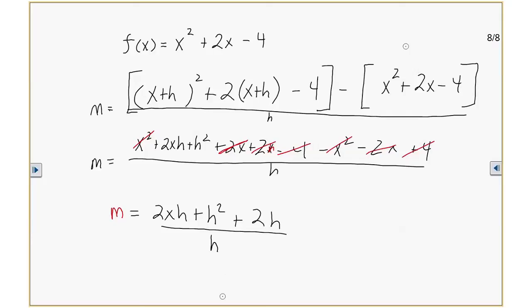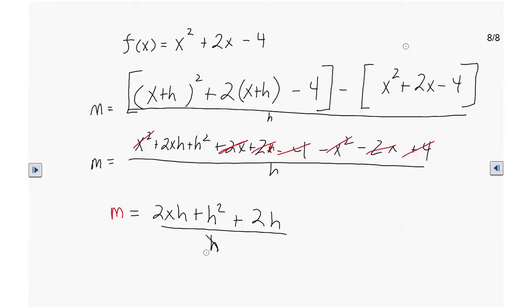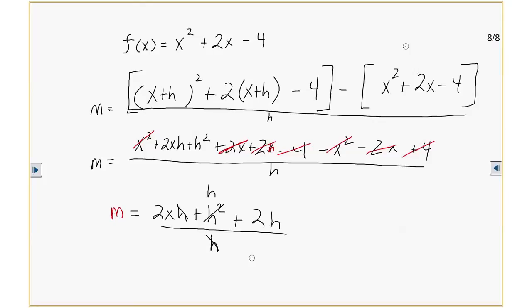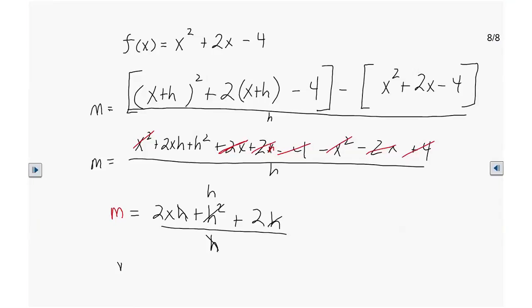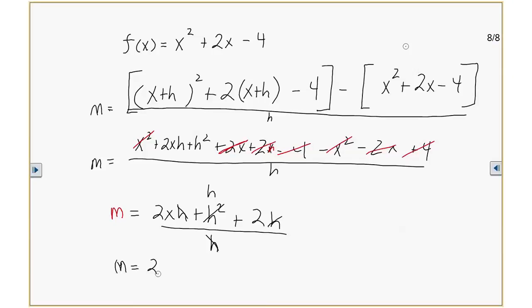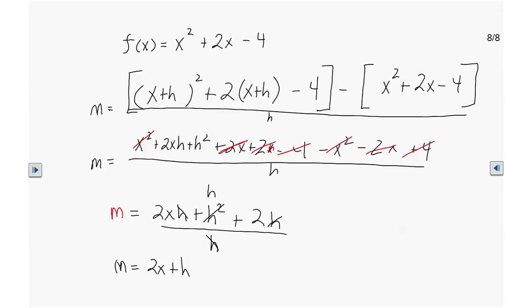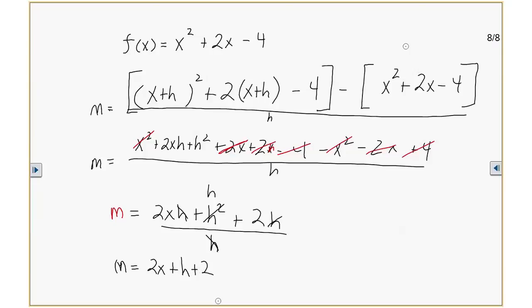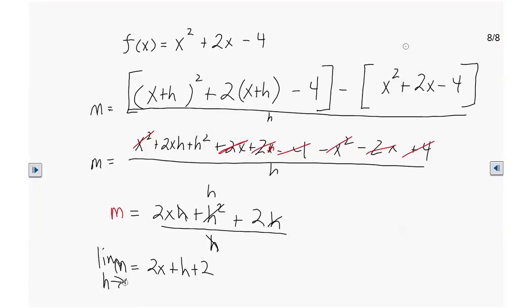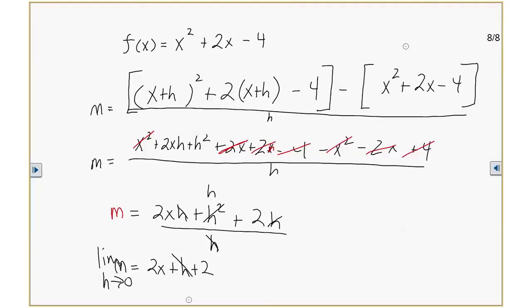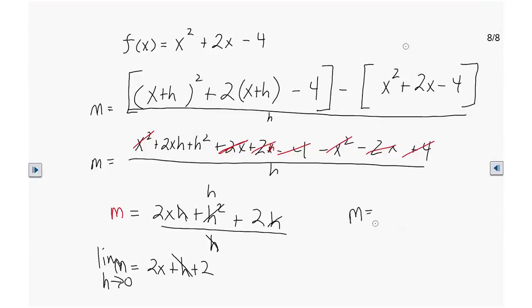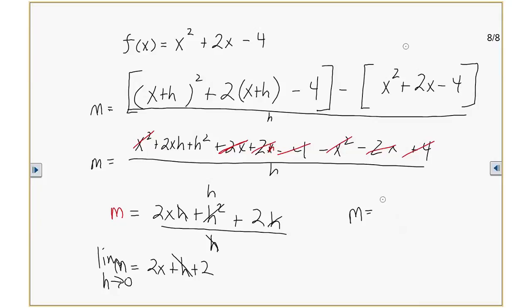I'm looking to make sure I got the right answer. And what happens to the h's? H goes out there, leaves h there, and takes that one out. So you're left with m is equal to 2x plus h plus 2, limit as h approaches what? 0, it takes out the h. So the slope of the line at any point on the curve has an equation of what?